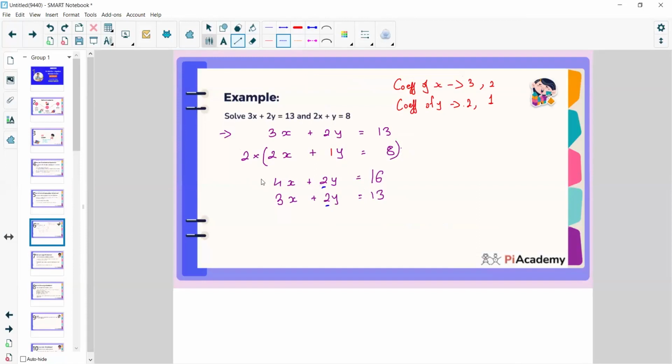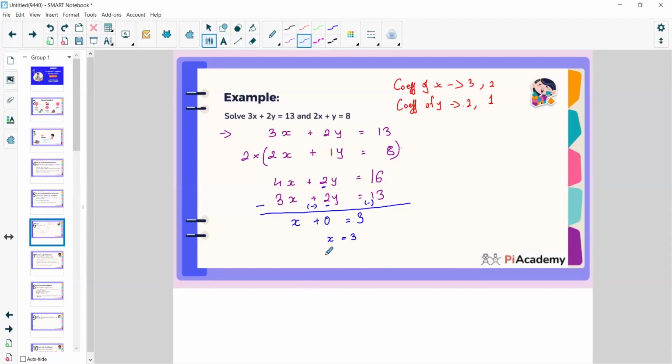If I add, I would get 4x plus 3x as 7x plus 4y equals 16 plus 13, which is 29, right? But what if I subtract? If I subtract, see, my signs would be changed definitely. It would be minus, it would be minus. So 4x minus 3x is x, plus 2y take away minus 2y, this would be 0. And 16 take away 13 is 3. So see, I was able to eliminate one variable. And when I eliminated one variable, I was able to figure out the other variable.